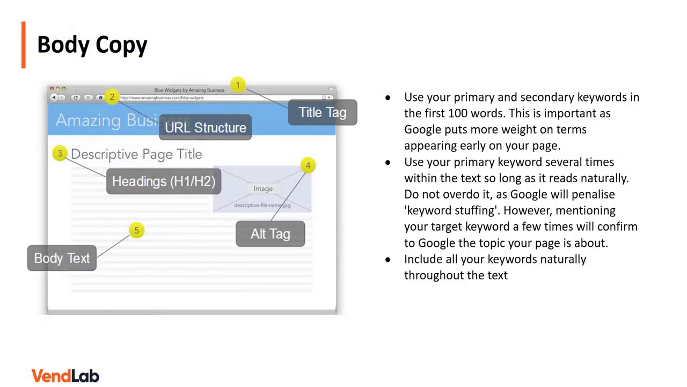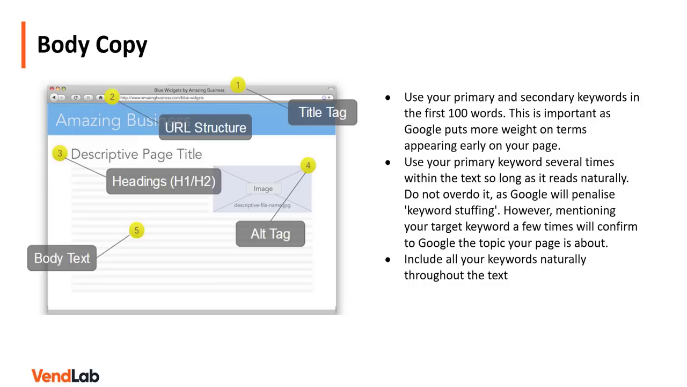Body content refers to the main text on the page, that is, the content between the headings, namely paragraphs, lists, etc. This text must be well written, engaging, informative, and grammatical. Remember, you should write for the user and not for the search engine. Remember to put your primary and secondary keywords in the first 100 words. This is important as Google puts more weight on terms appearing early on the page. For extra effect, you can also bold the first occurrence of this.